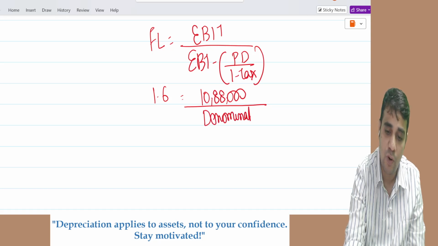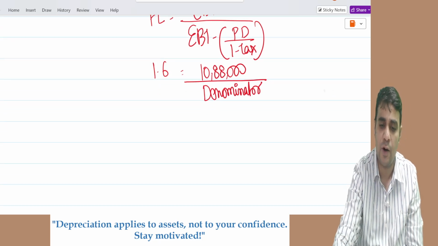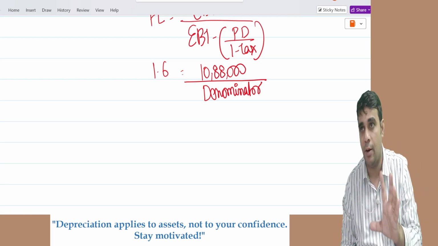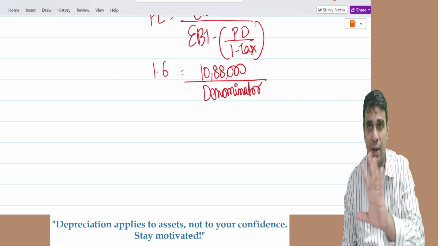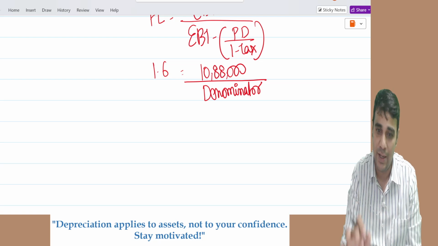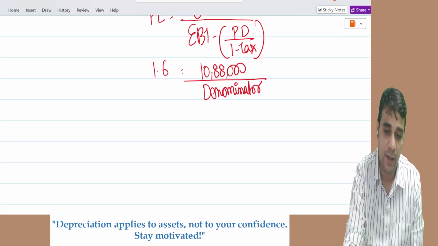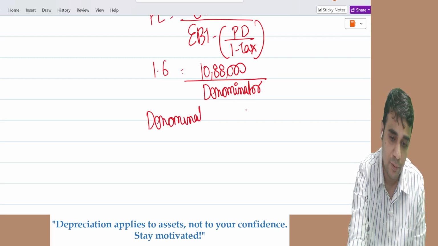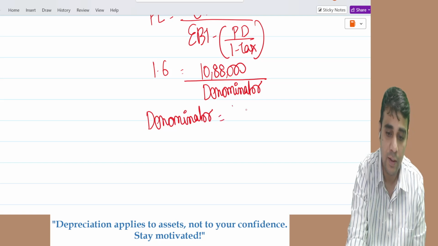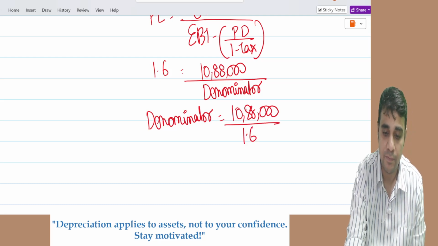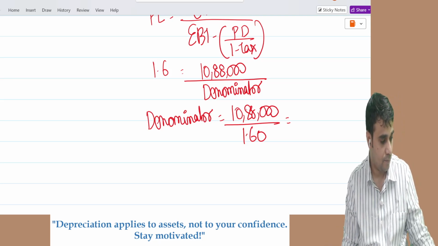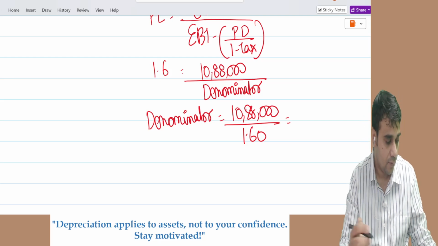For the time being, just call it the denominator. I don't want to write this formula now, later on I'll write it. Let's find the denominator and then substitute, because otherwise when you do multiplication you'll end up making some calculation error. 10 lakh 88,000 divided by denominator. Denominator is equal to 10 lakh 88,000 divided by 1.6, which is 6 lakh 80,000.